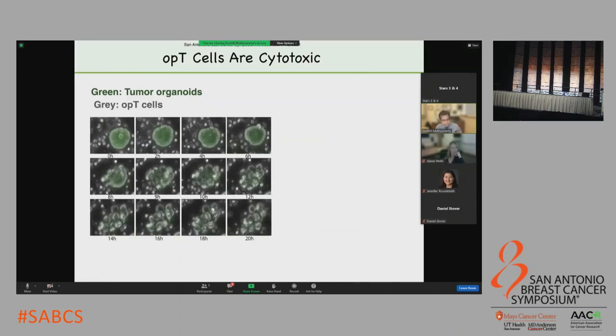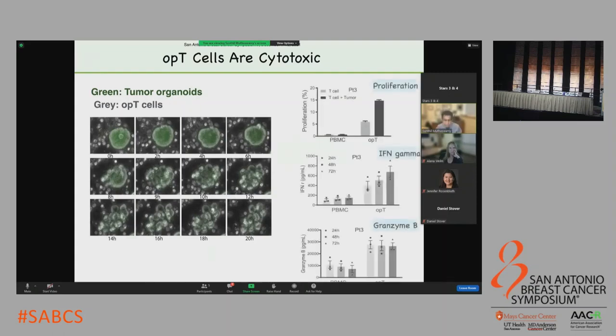Now, these T cells are in fact cytotoxic, because if you take a green labeled organoid and co-culture them with the OPT cells, by about 8 to 10 hours, you can see that they're beginning to attack the organoids, and by about 20 hours, the organoids are completely obliterated. And if you analyze these T cells, they actually show all aspects of cytotoxic properties. They respond to the stimulation by increasing proliferation, they secrete interferon gamma, and they also secrete granzyme B, as you would expect for cytotoxic properties.